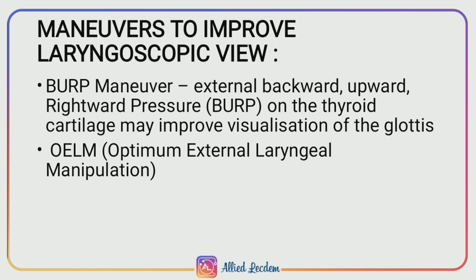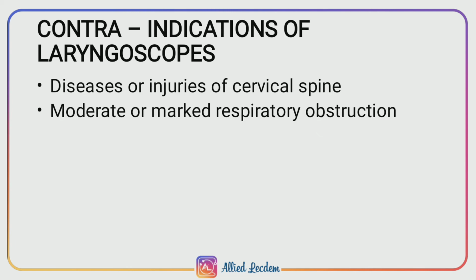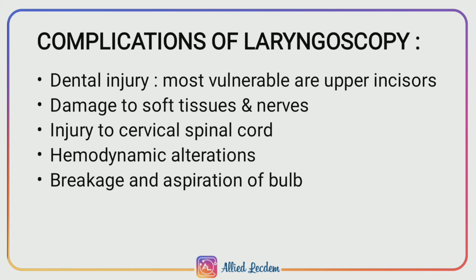BURP maneuver: external backward, upward, rightward pressure on the thyroid cartilage may improve visualization of the glottis. OELM, optimum external laryngeal manipulation. Contraindications of laryngoscopy: diseases or injuries of the cervical spine, moderate or marked respiratory obstruction. Complications of laryngoscopy: dental injury, most vulnerable are the upper incisors, damage to soft tissues and nerves, injury to cervical spinal cord, hemodynamic alterations, breakage and aspiration of bulb.